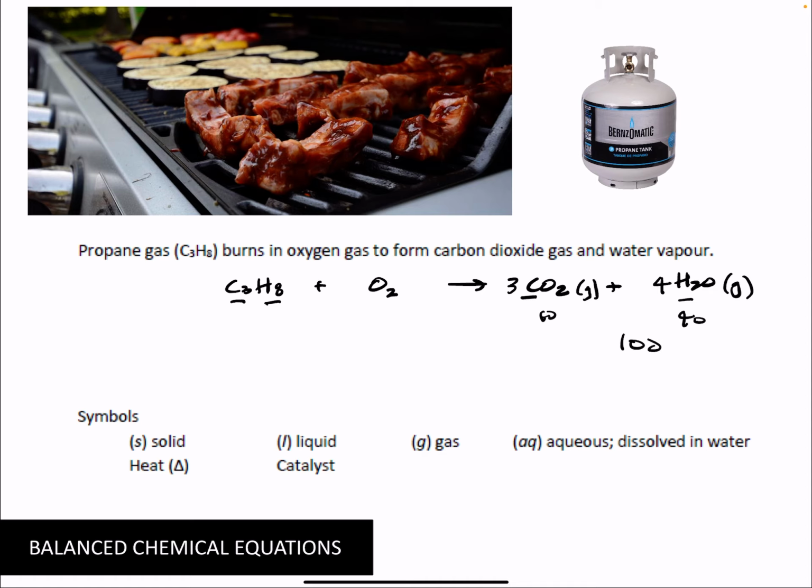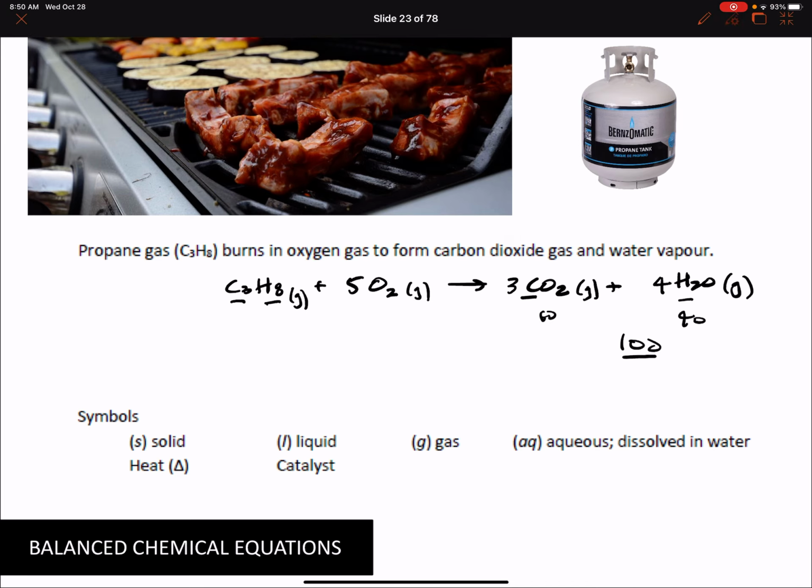And 10 O's on that side. How many O's do I have? 2 here. So if I put a 5 here, oh, what happened? I didn't write this as gas. Gas. 10 O's. I think I did it, didn't I? Now, just go back and check it, right?